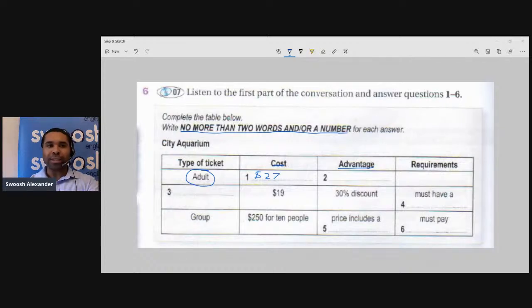So as you would expect with the IELTS, we got some information that we didn't need. This is distracting information. We heard about $14 for a child, but for the adult price, the answer was $27.